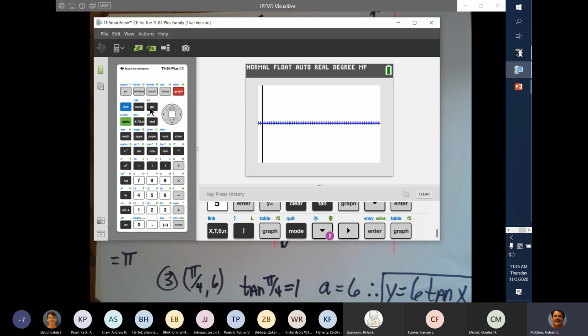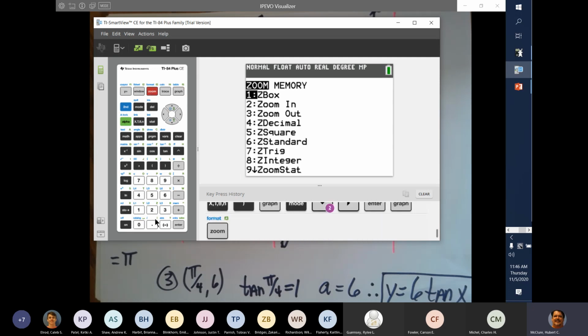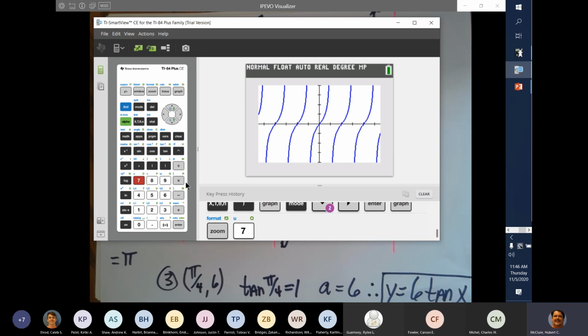Let me do Zoom Trig. Zoom, because I was in Math 109 before and we were doing some crazy graphs. So 7. There we go. All right, now see, that's the test question. You should be able to take now, okay, that's the tangent, because it looks like the tangent.